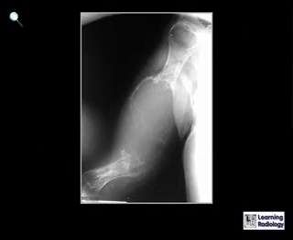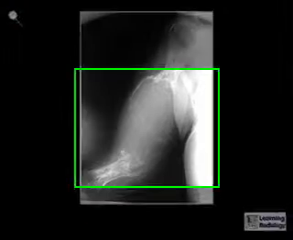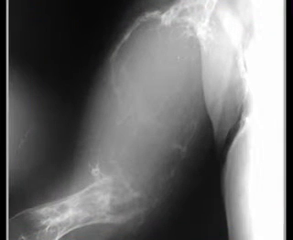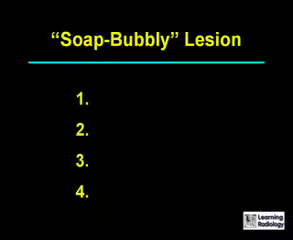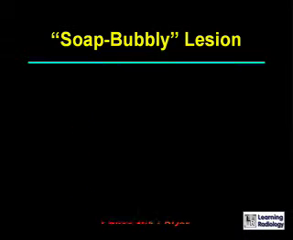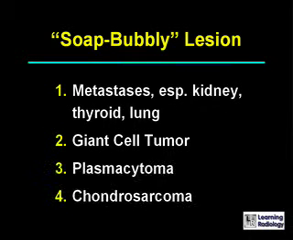Here's the next differential. Pause the player. The differential is for a soap bubbly lesion of bone. There are 4 major causes. Pause the player. The major causes of a soap bubbly lesion in bone include metastases, especially from kidney, thyroid, and lung cancer, giant cell tumor, plasmacytoma, and chondrosarcoma.